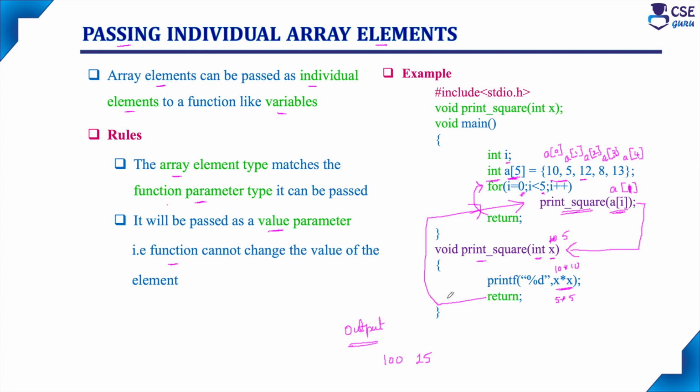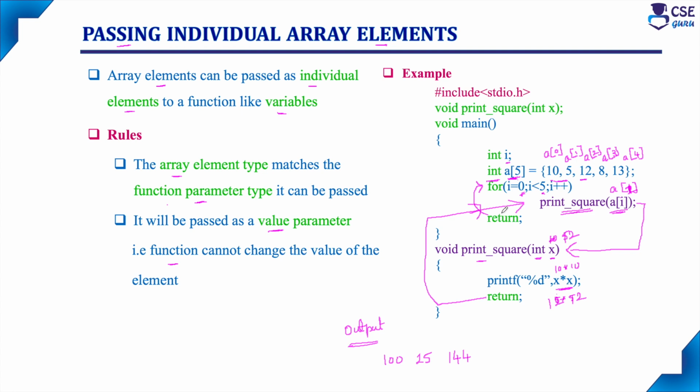So once it prints, control will be transferred back again, and still the for loop is not terminated. And control goes to the for loop again. The i value gets incremented. Now the i value is 2. In a of 2 position, what is the value? 12. So now 12 will be passed here, and it will print 12 into 12. 12 into 12, we will get 144, and that will be printed on the output screen since we have used the printf statement. Okay. After printing, this return statement will transfer control back.